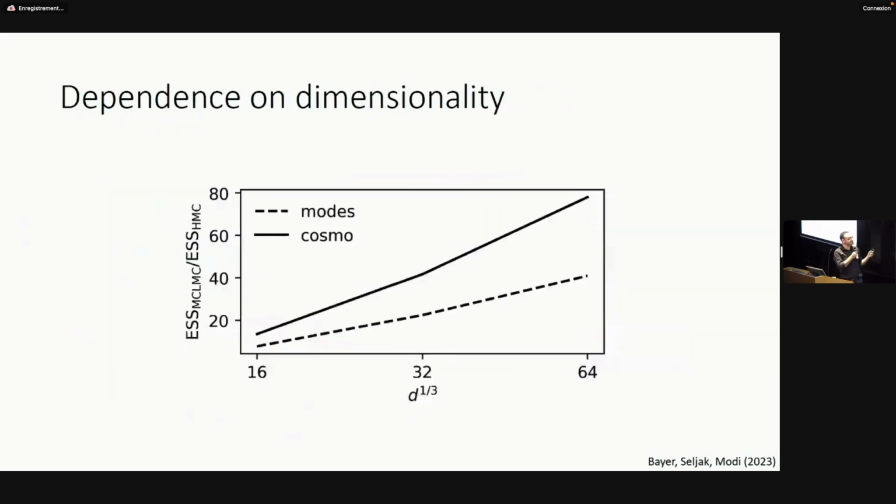And what's even more exciting is the dependence on the dimensionality. So this plot is showing the effective sample size of MCLMC compared to HMC. Effective sample size is a measurement of the efficiency of the algorithm. And you can see that as we go to higher and higher dimensions from 16 cubed to 32 cubed to 64 cubed, the effective sample size of MCLMC becomes larger and larger compared to HMC.